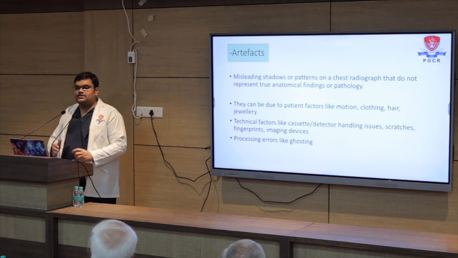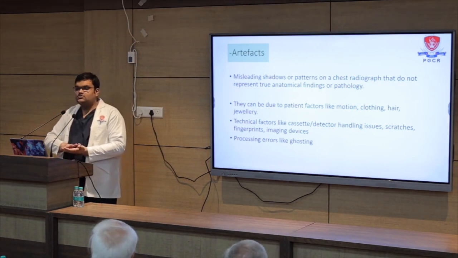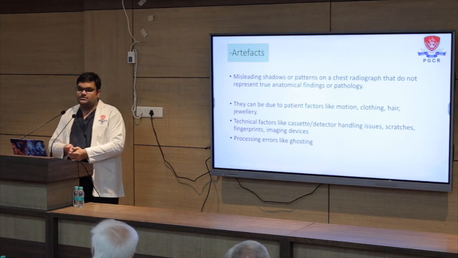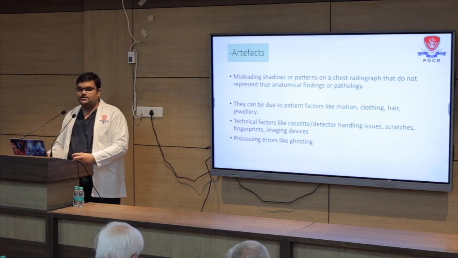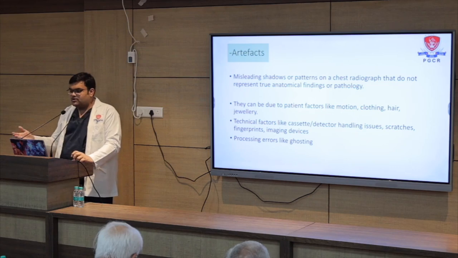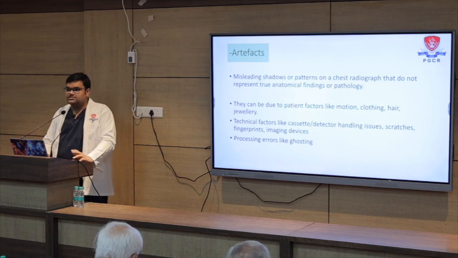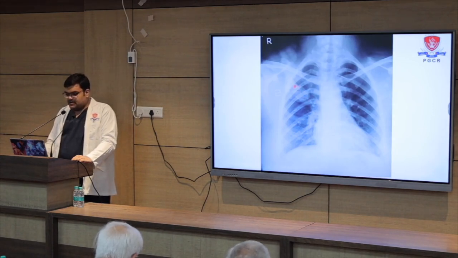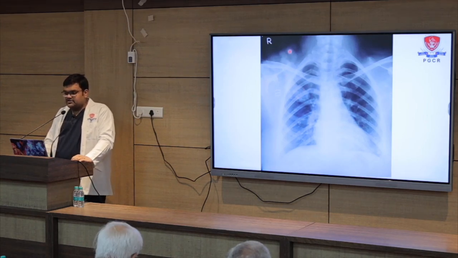Ghosting is when a detector or a cassette is not cleared of the last image and there is superimposition of the new image on top of that, if there is not proper handling. They are important to know because they can obscure and mimic pathology as well. For example, in this radiograph, we can see a hazy opacity in the right upper lung zone, which is suggestive of consolidation. However, we can follow this opacity up and out of the lung field as well.